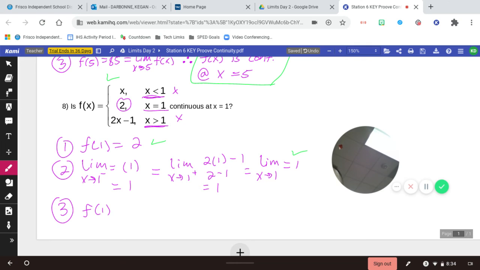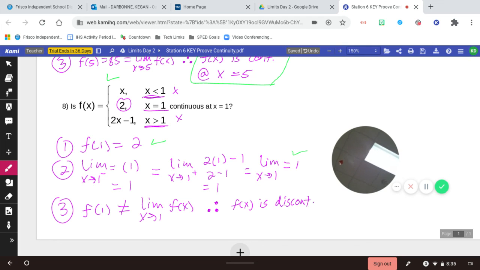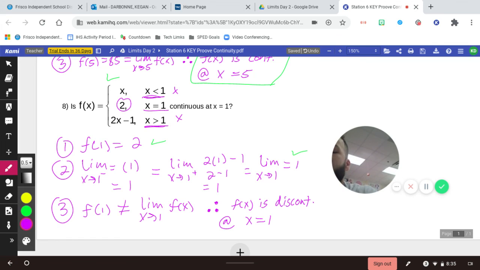f of 1 does not equal the limit as x approaches 1 of f of x. Okay, because 2 and 1 are not equal to each other. So what's our conclusion about whether f of x is continuous at x equals 1? We would say, therefore, f of x is discontinuous at x equals 1. Okay, I'm not saying it's discontinuous everywhere. I'm just saying it's discontinuous at x equals 1.